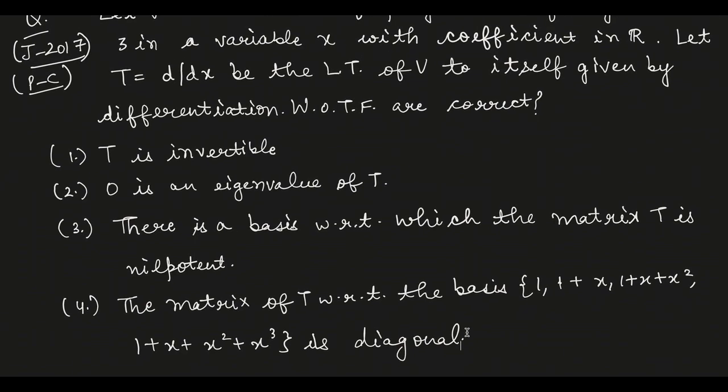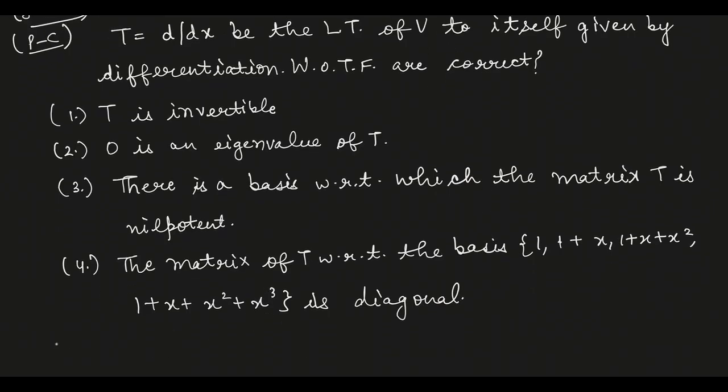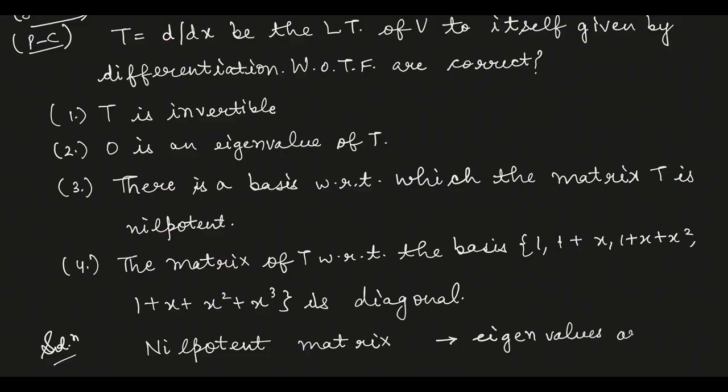3. Reason? Because again it is a nilpotent matrix, so 0 is an eigenvalue of T. With respect to the basis 1, x, x square, x cubed, it is nilpotent, and with respect to the basis 1 plus x, 1 plus x square also it is nilpotent. As it is a nilpotent matrix, the eigenvalues are 0. So T cannot be invertible. Second is also correct, and third is also correct.